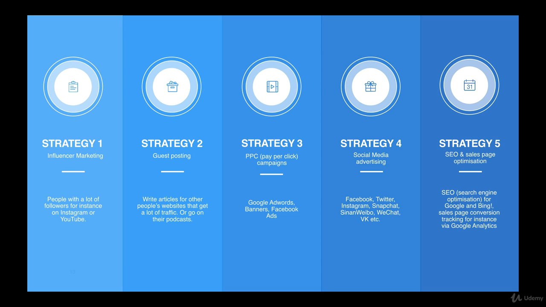Now, the first thing that we're going to do is influencer marketing. An influencer is basically a person, for instance, on Instagram, on YouTube, or on Facebook, that has a lot of followers. Nevertheless, be aware that a lot of Instagram or Facebook influencers have a lot of followers who are not real people. For instance, they bought a lot of their followers, which basically decreases their so-called organic reach.